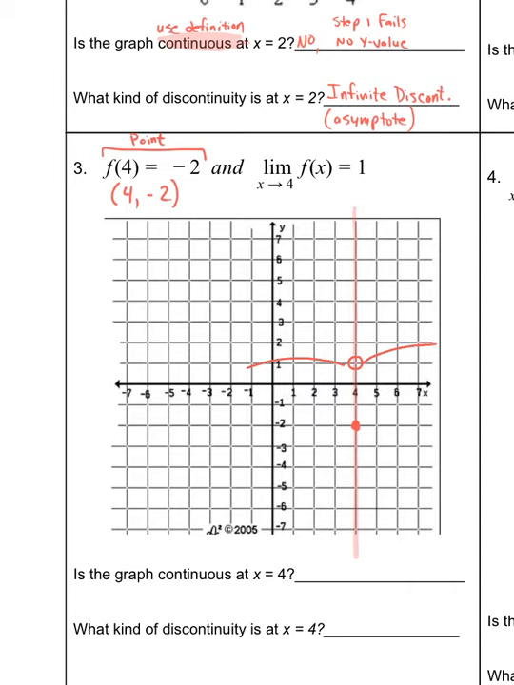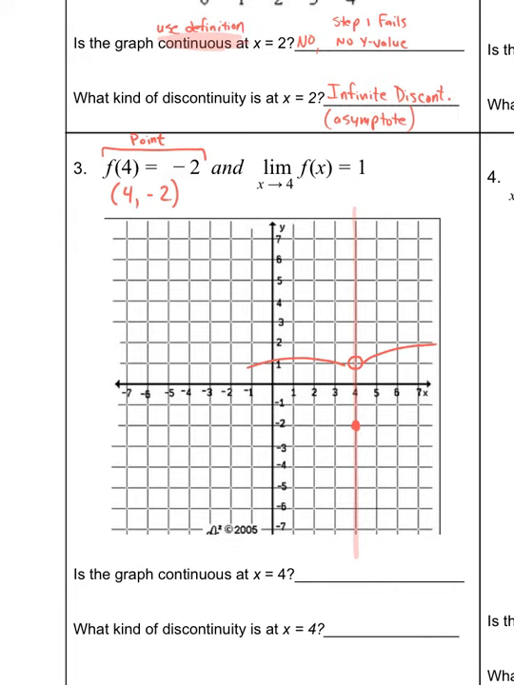Okay, so we've got the point (4, -2). We've got the limit as x approaches 4 coming in at 1. The left is coming in at 1, and the right is coming in at 1. So the limit is up here at 1, the point is down here at -2.